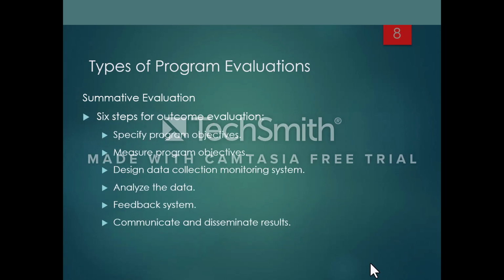So, there are 6 steps for outcome evaluation. Specify your program objectives. So, conceptualize your goals, think about how to measure change. Measure your program objectives. So, operationalize your variables and objectives. Design your data collection monitoring system. Analyze your data, feedback, and then communicate and disseminate your results. So, the results can be used to make program modifications and seek additional funding.